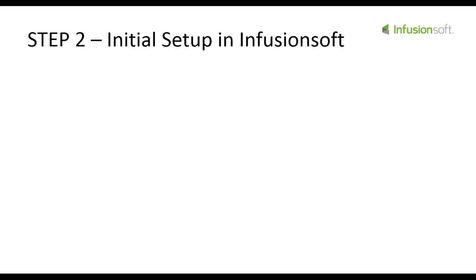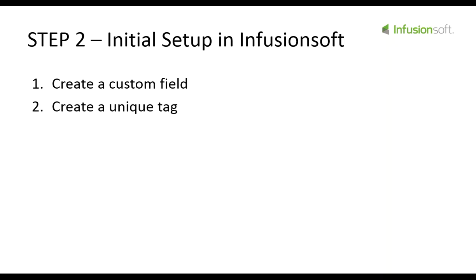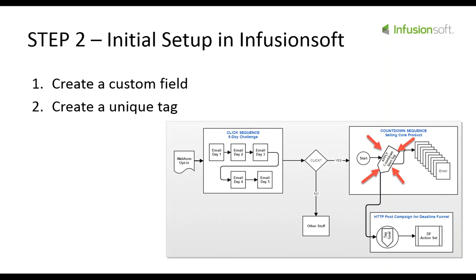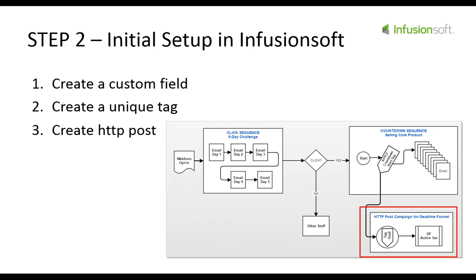So here's a quick overview of the setup in Infusionsoft. The first thing we're going to do is create a unique custom field. And then we're going to create a unique tag that will trigger the countdown here at the beginning of the countdown sequence. As a side note, this of course is in addition to the unique tag that we created to track the action or the interest, as we saw on the previous slide. This tag here, as I'll explain, will be to trigger the countdown. And then the last step is we will set up this HTTP post.